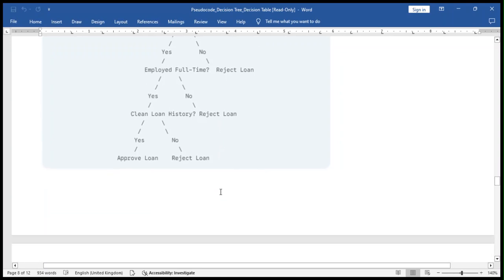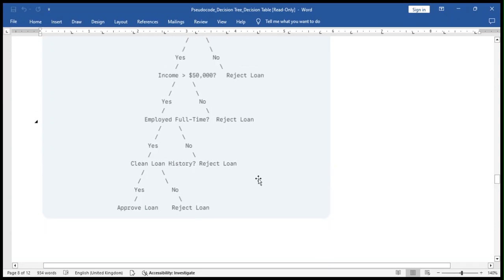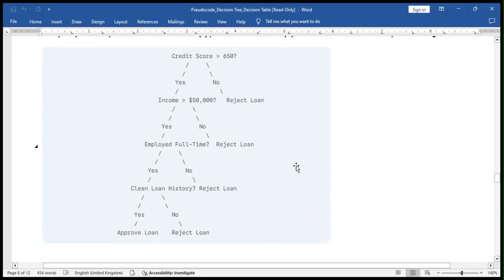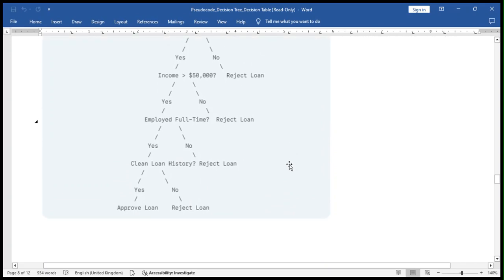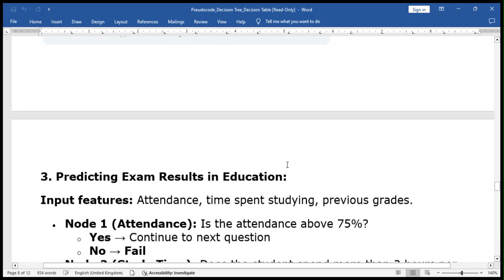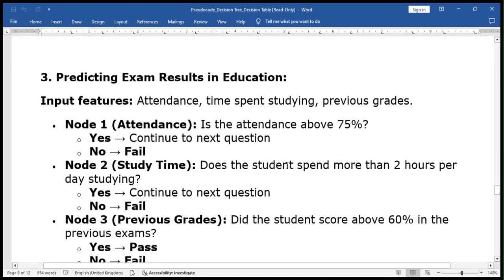Now, does the applicant have a clean loan history? That means no defaults, no delays. So in this case, if yes, approve the loan. If no, reject the loan. So this is a more aggressive way of approving the loan, because you have to meet all the conditions. But in the real world, if you meet some of the conditions, then you will qualify for a lesser amount, not just total rejection. Now we go to predicting exam results in education.